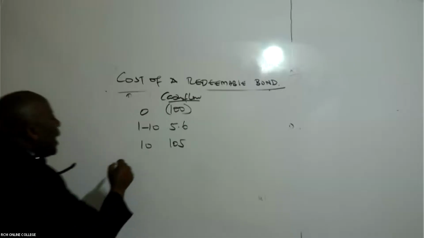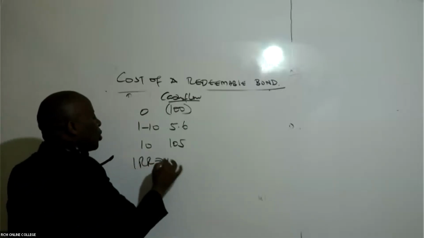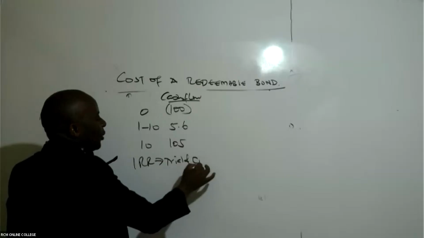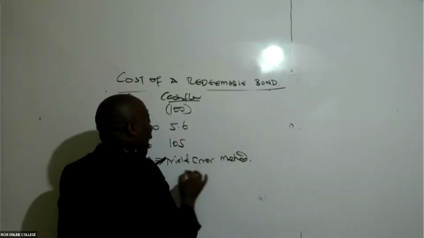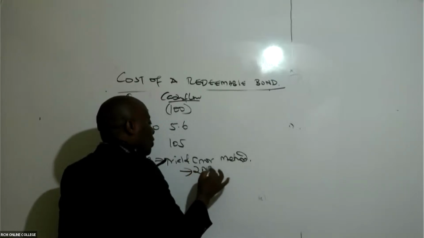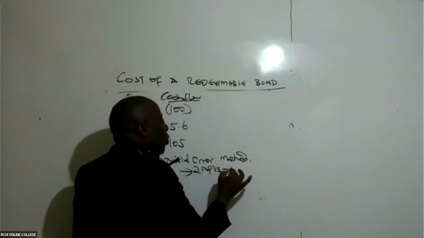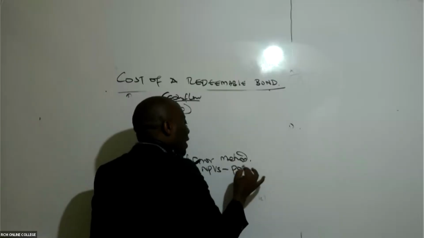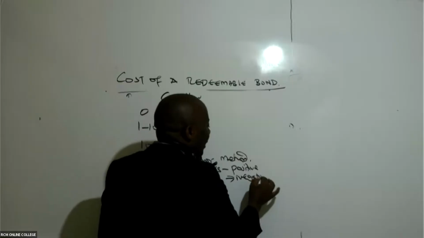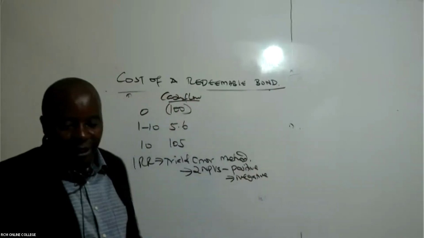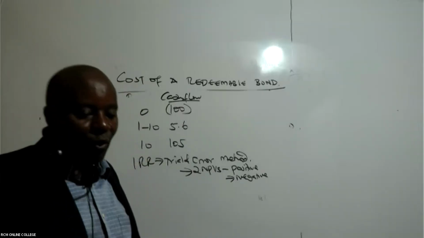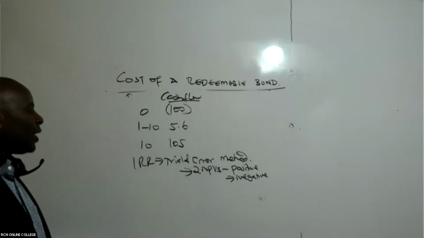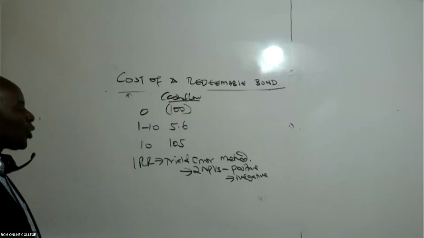So remember, for IRR, we normally use the trial and error method. And we need 2 NPVs. One must be a positive NPV. The other one must be negative. So we need a positive and a negative NPV. So it's trial and error.